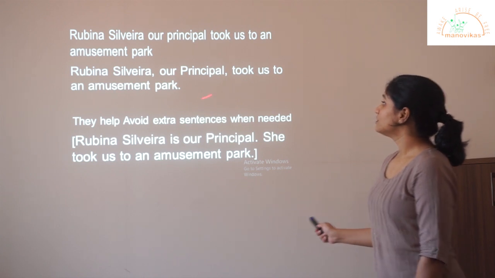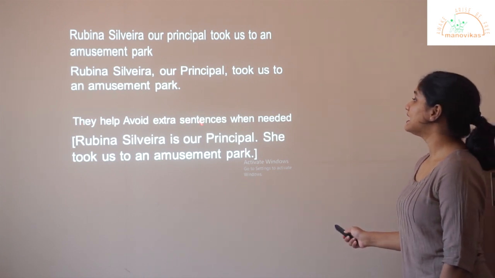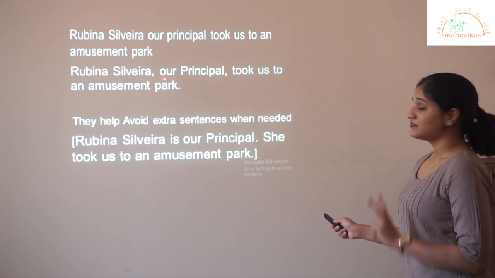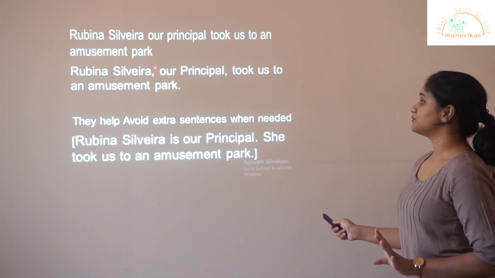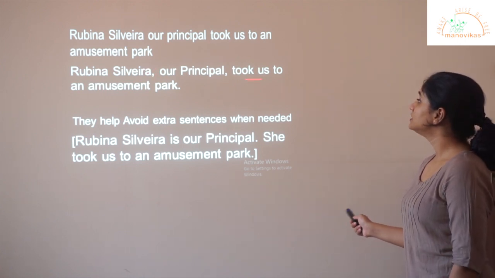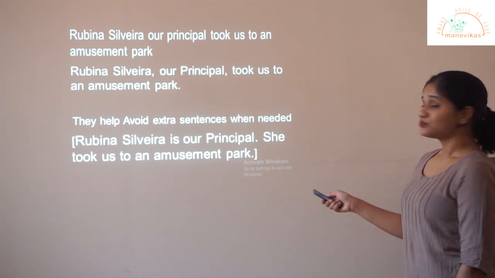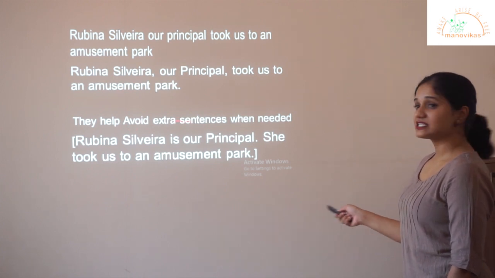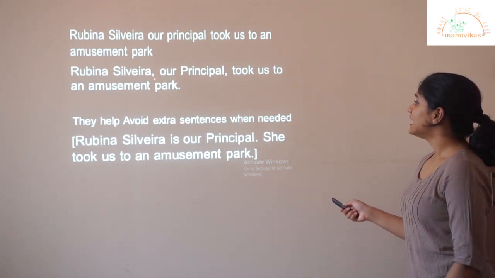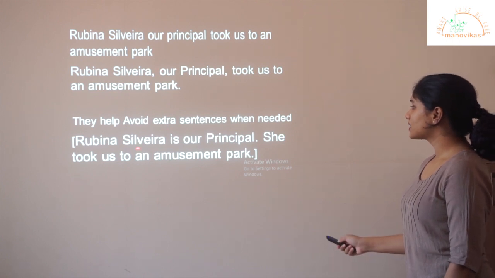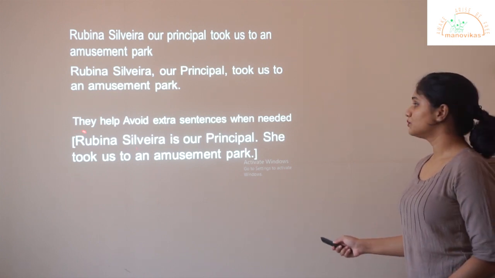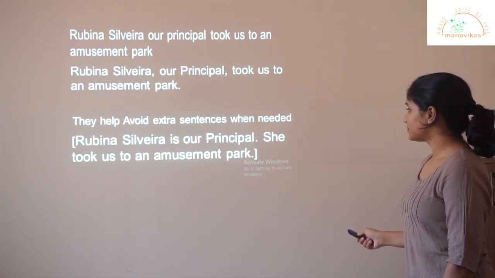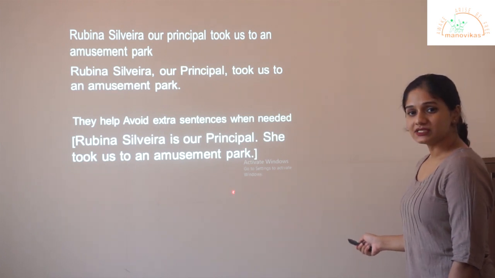The reason commas are so important is because they also sometimes help avoid extra sentences. This, for example, is a single sentence using commas, giving out two bits of information without any confusion. Rubina Silvera, our principal, took us to an amusement park. So use a comma wherever necessary, because sometimes it will help you avoid writing extra phrases where they are not necessary. If you are not putting the comma, then it has to become two sentences, which may not be what you want. For example, which one would be better and more efficient? Rubina Silvera is our principal. She took us to an amusement park.